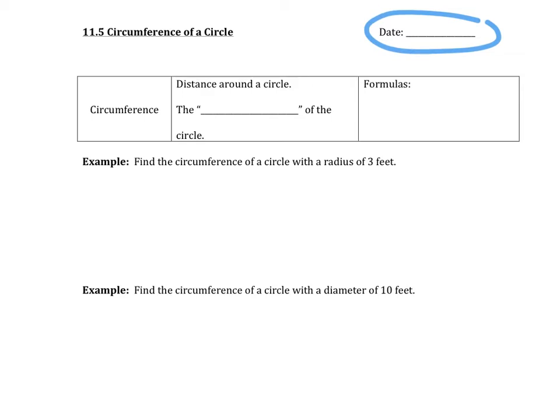First box here, the circumference is the distance around the circle, the perimeter, so to speak, of the circle. Our formula for that is circumference equals pi times the diameter, or circumference equals 2 pi r, and that's if you're using the radius.